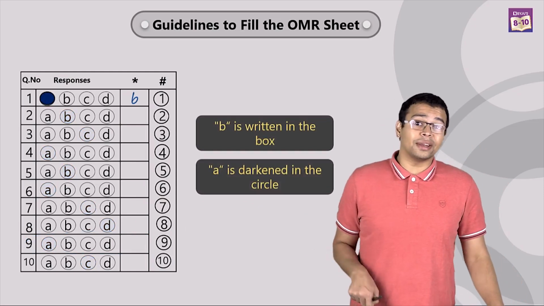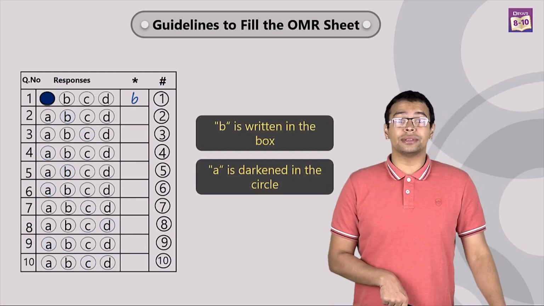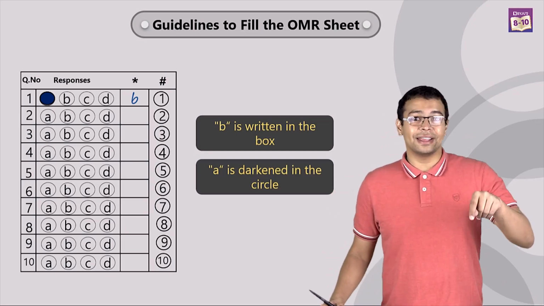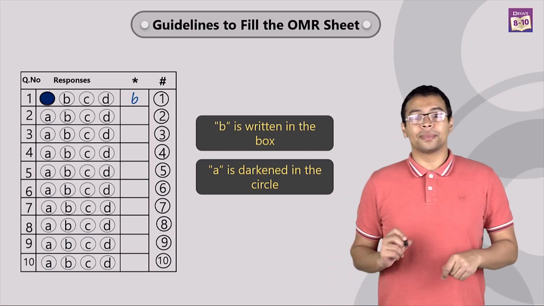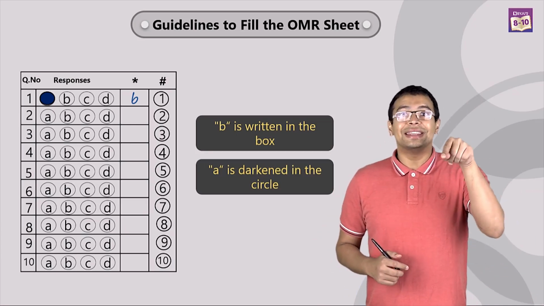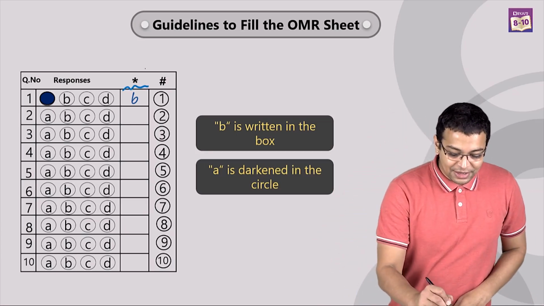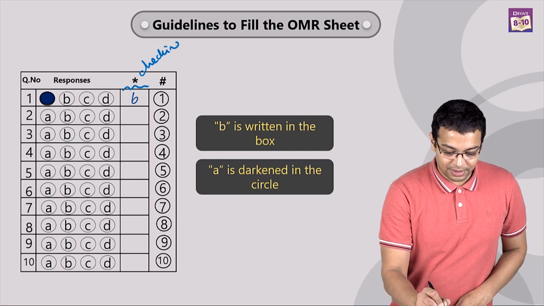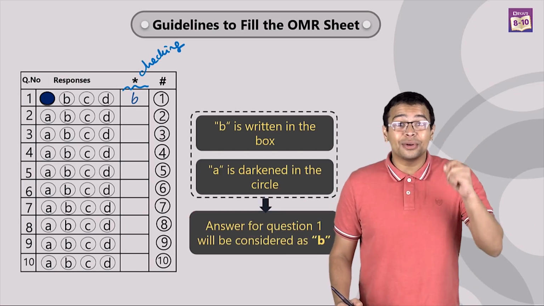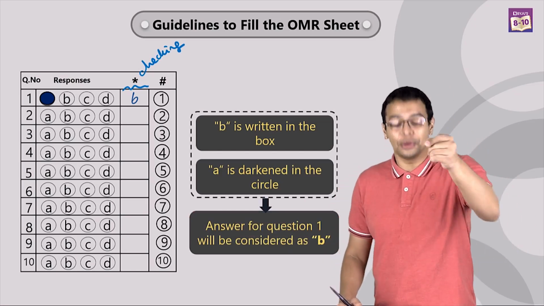Now, B is written in the box and A is darkened in the circle. Why will the situation ever arise? When you're first answering, you thought it was A. But when you're checking, you realized, oh no, it's not A, it's B. You see, that is why you have this little checking option here as well. Because only the answer B is going to be considered as the attempt that you have made.